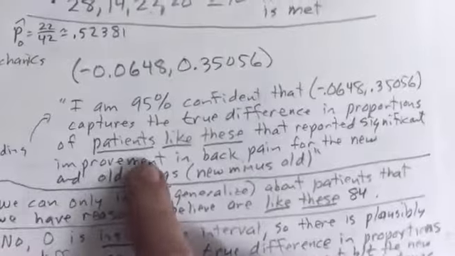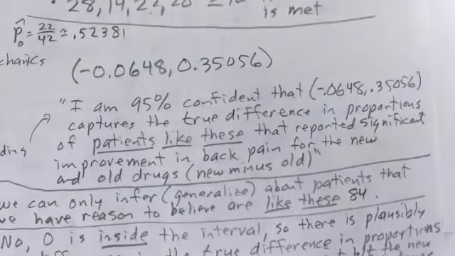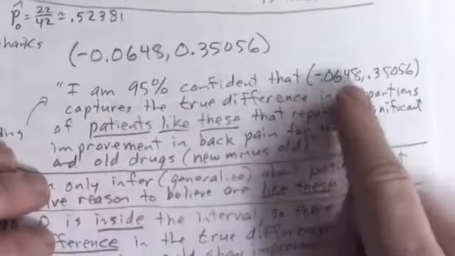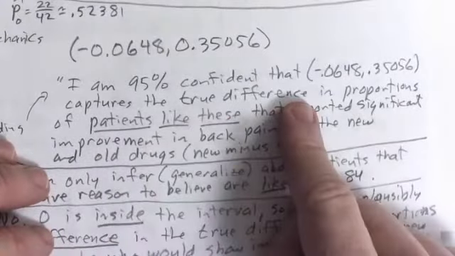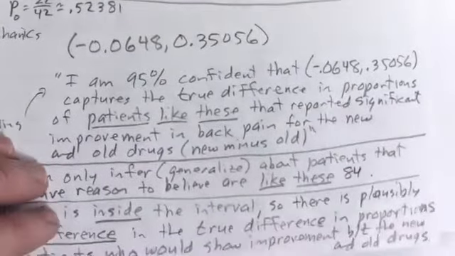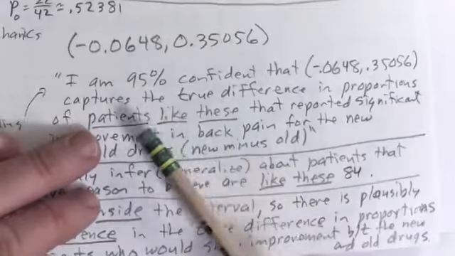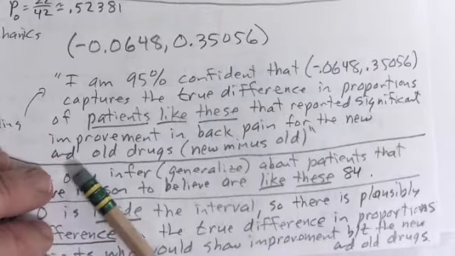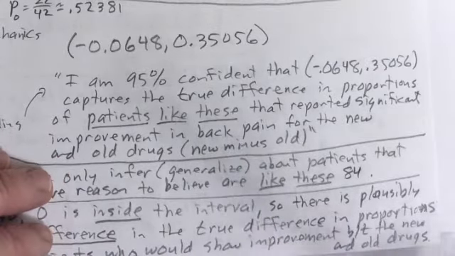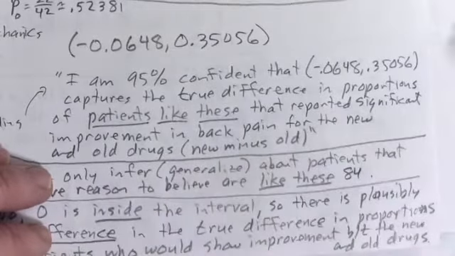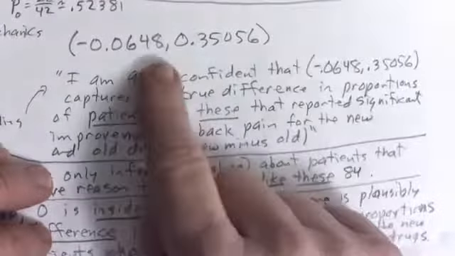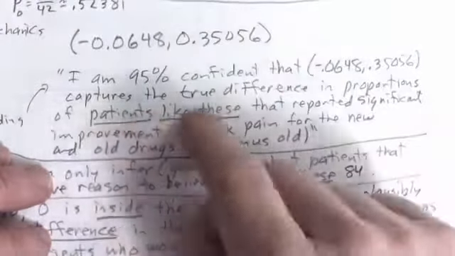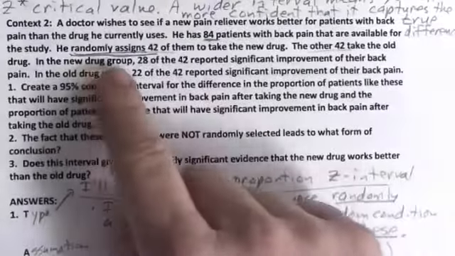And then your ending is going to be this: I'm 95% confident that this interval captures the true difference, but you have to state it in context. I'm 95% confident that that interval captures the true difference in the proportions of patients like these, and it's important to say patients like these, that report a significant improvement in back pain for the new and the old drugs, and new minus old. I think it's important to say new minus old there, just to show which way you're subtracting it, even though maybe it's a little bit obvious. So there you go. The difference in this one, once again, patients like these, if you haven't had random selection.